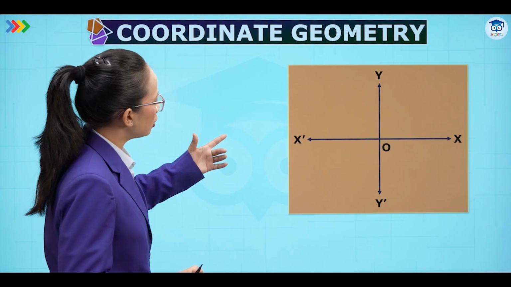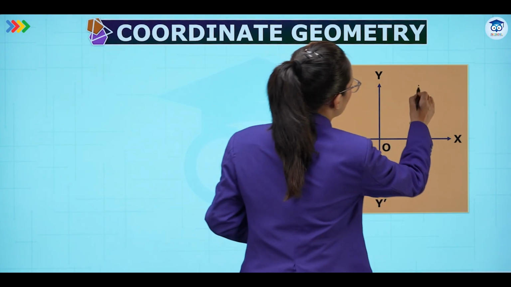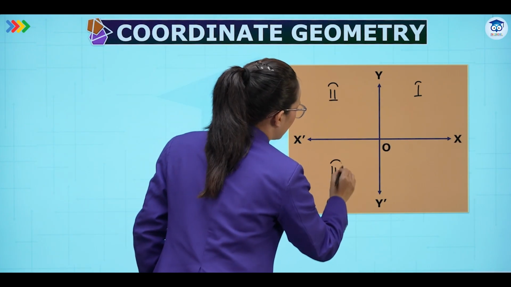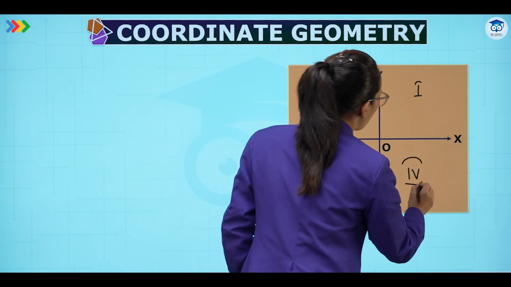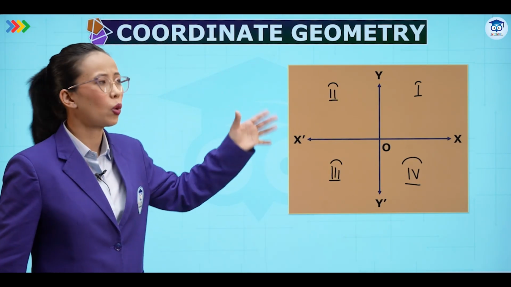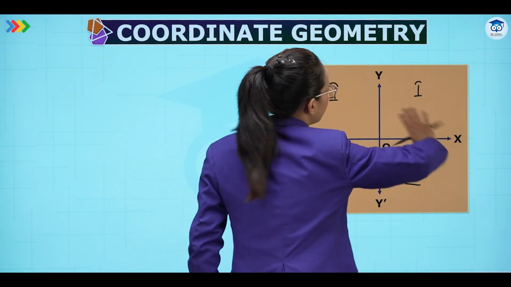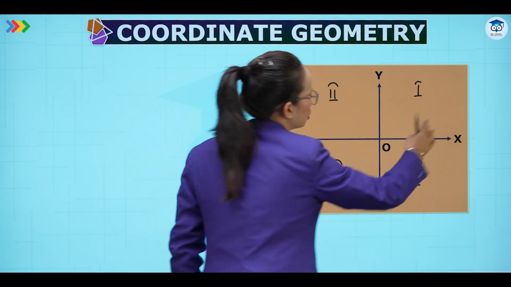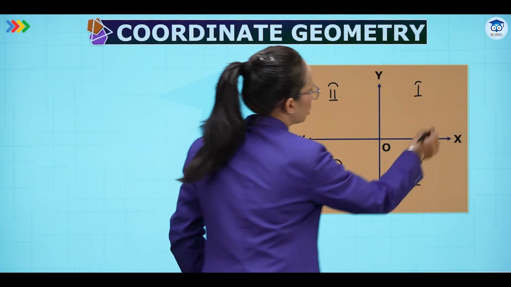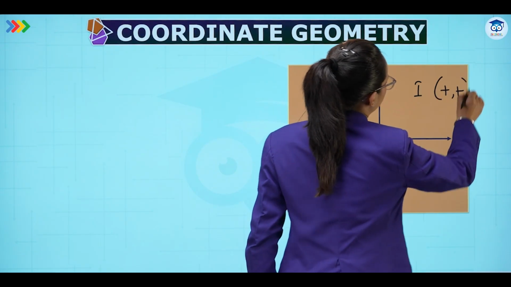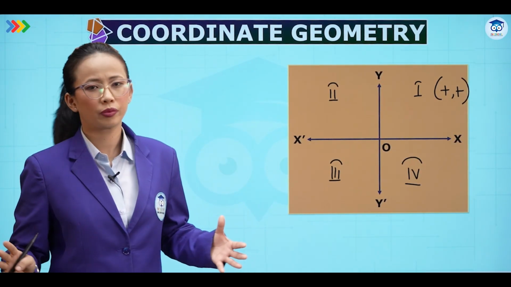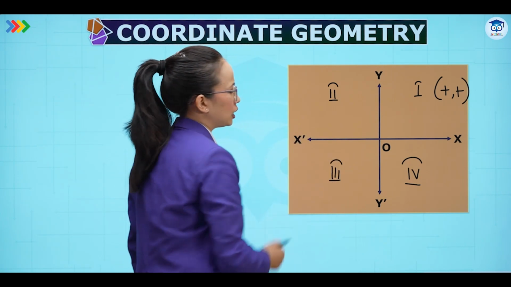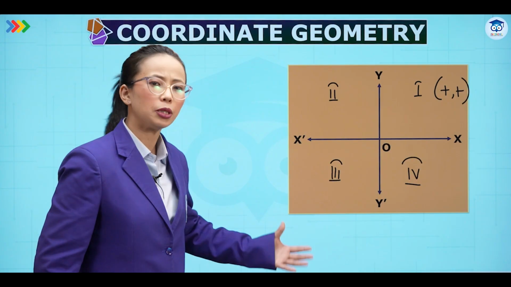In the Cartesian plane, as I have said, this is the first quadrant, then second, third and fourth. All the points in the first quadrant lie in the region enclosed by these two axes. Understood? All the points will be plus and plus, all positive. But when we come to this side, the x-axis side is negative.